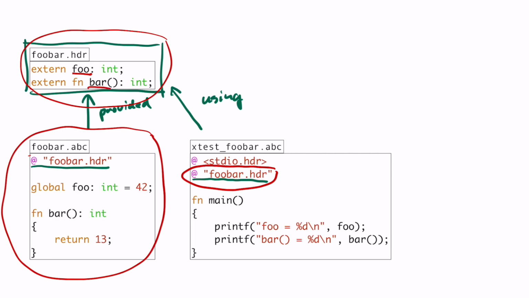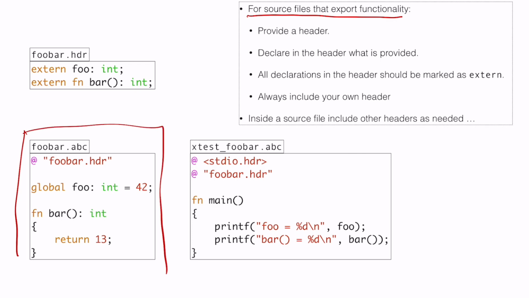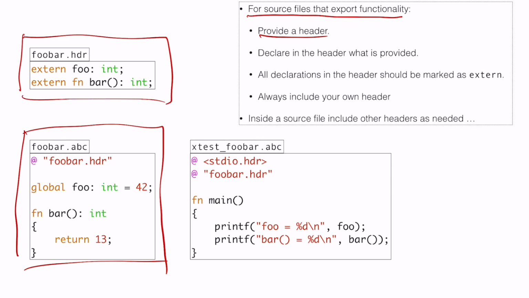And then another rule was that if you provide a header file, you also have to include your own header file. Obviously, we simply can write down these rules so that we actually have a recipe or a checklist, and then you can go through this checklist one by one. And if you follow these rules, everything will work. For example, here, the rules state that if you have a source file that exports functionality, so this source file is doing that, then provide a header. So we have a header here.